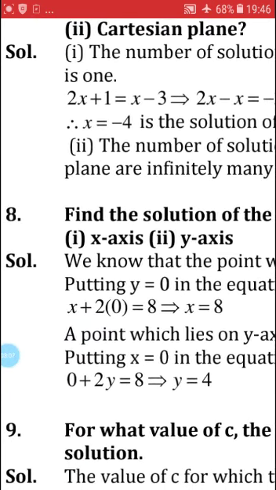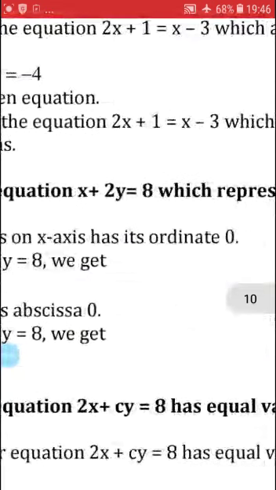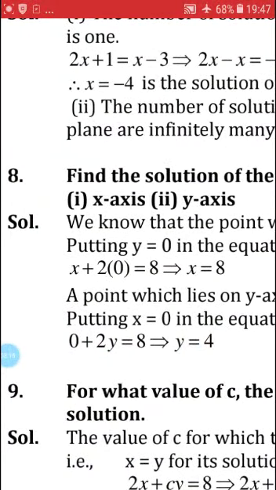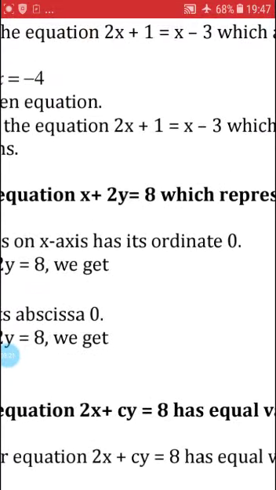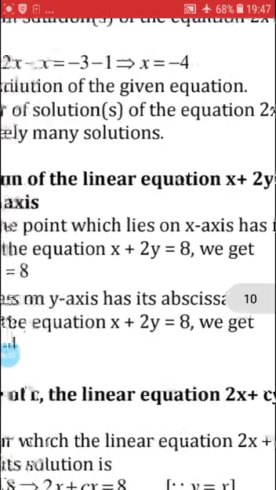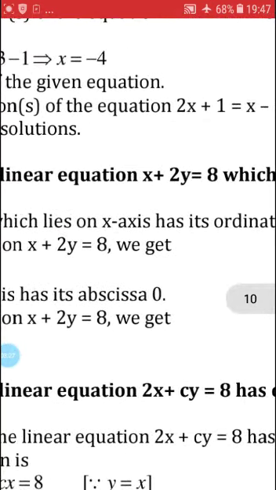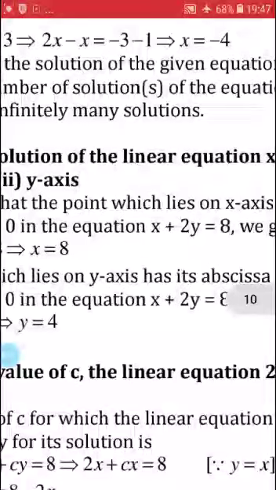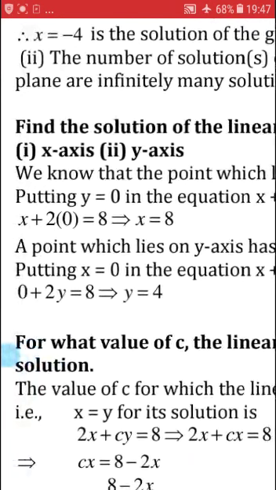Now see, our next question is find the solution of the linear equation x plus 2y equals 8, which represents a point on the x-axis and y-axis. We know that the point which lies on the x-axis has its ordinate 0, as we have discussed in our first or second class. So putting y equals 0 in the equation x plus 2y equals 8, we get x equals 8. And on the y-axis, our x value will be 0. So 2y equals 8 and y equals how much?